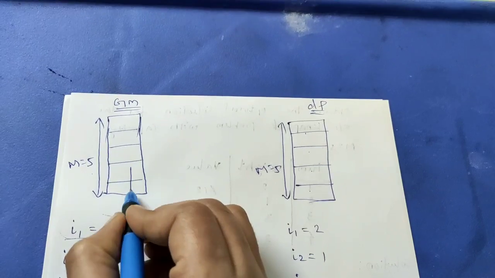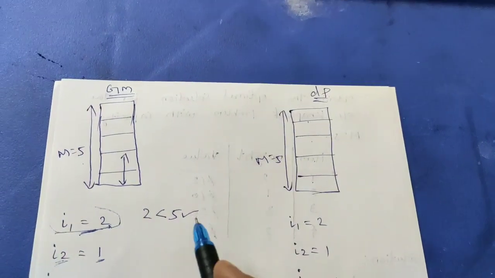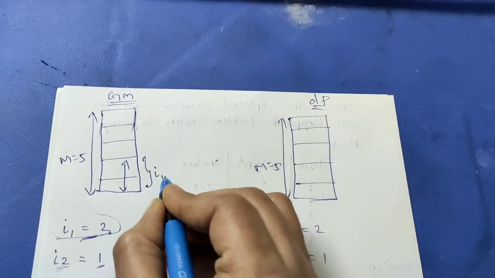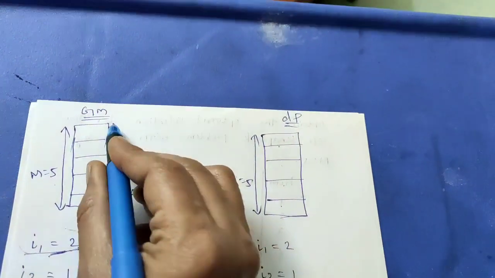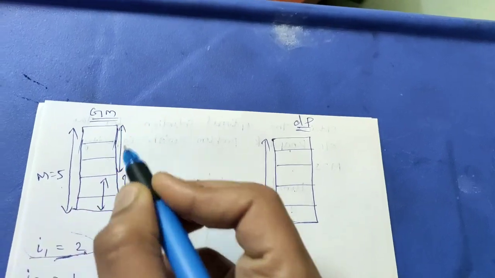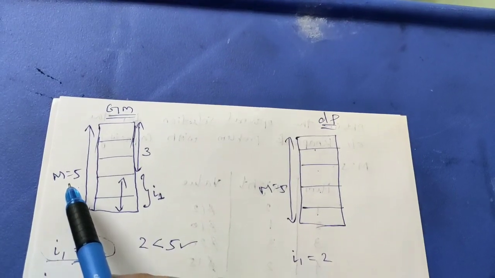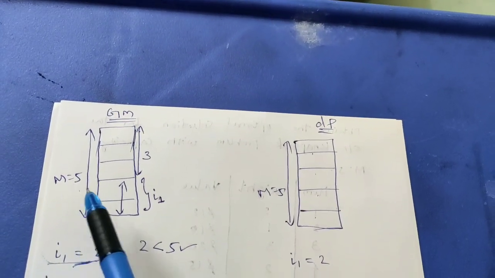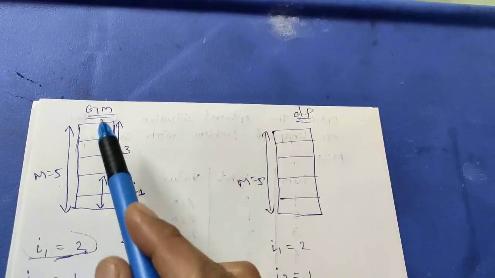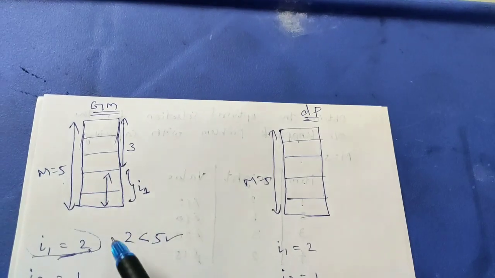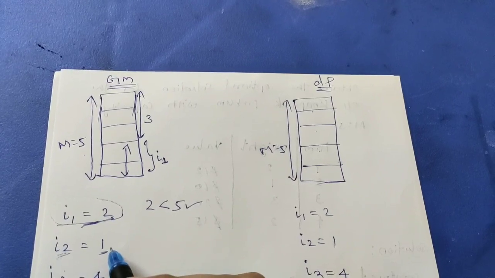It occupies 2 kg space out of 5 kg space. So this has been occupied by item 1. Now what is the remaining capacity of the knapsack? The remaining capacity of the knapsack will be 3. Because initially the knapsack capacity was 5, and the first item occupied 2 kg space. The remaining will be 3 kg space in the knapsack. Let us process the second item I2.